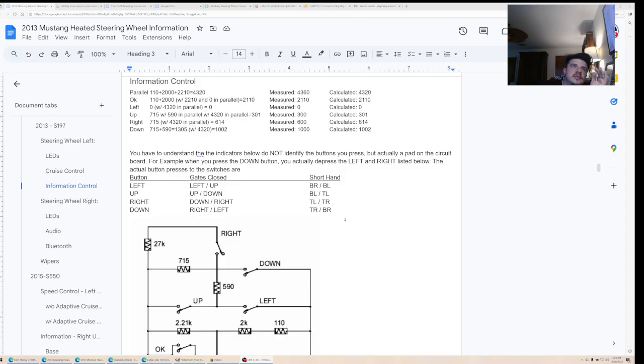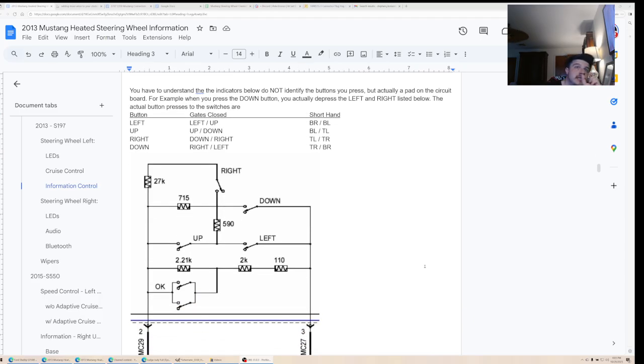So the first thing you need to know is that there's a left, right, up, down, and OK in the middle. On the diagram, there is a left, right, up, down, and OK. These do not correspond with the buttons that you press. Okay? This has to do with the fact that in order to get the LED centered underneath the button, think about the S197 switch where you have that tiny little D-pad, the up button, you want an LED right under that up arrow so you could see it.